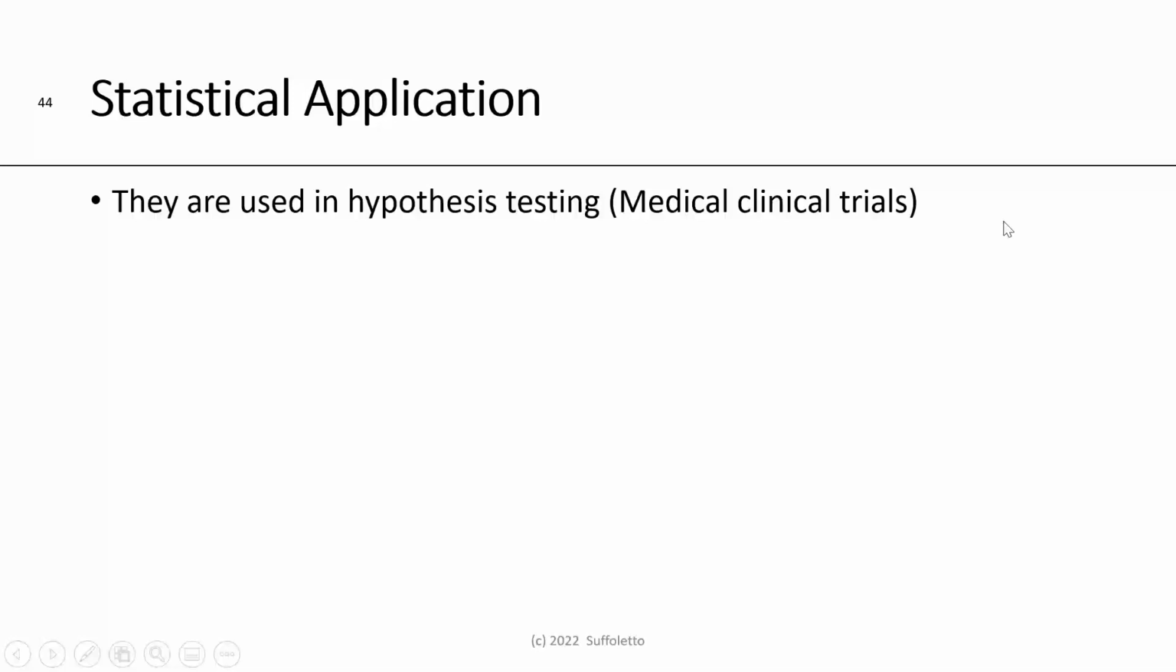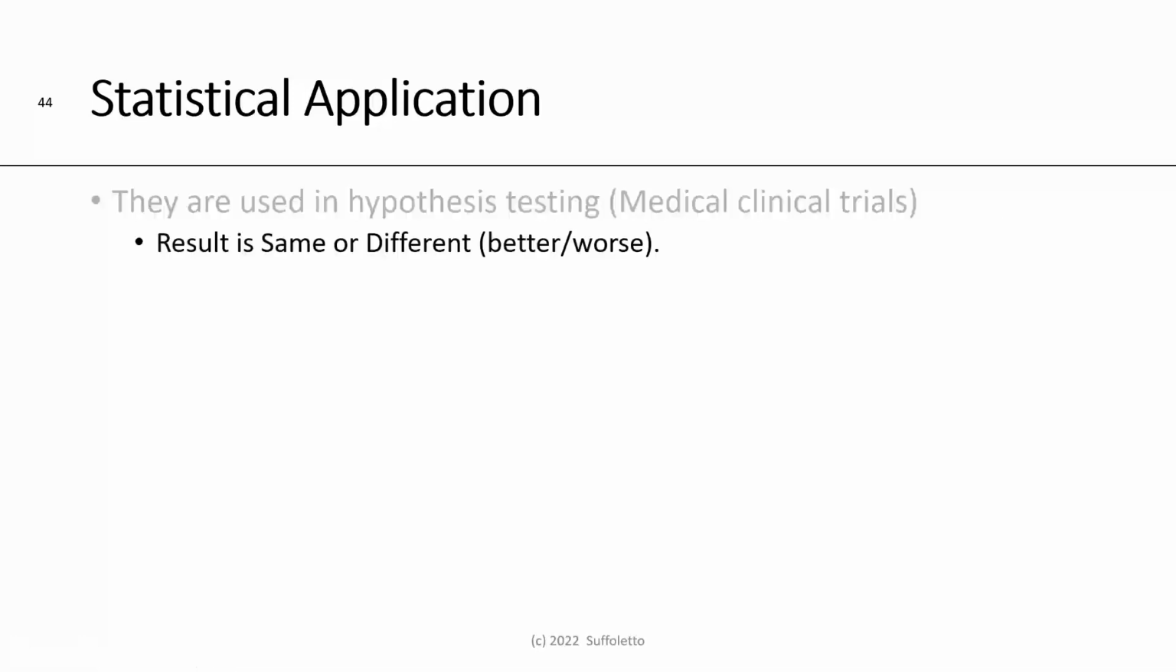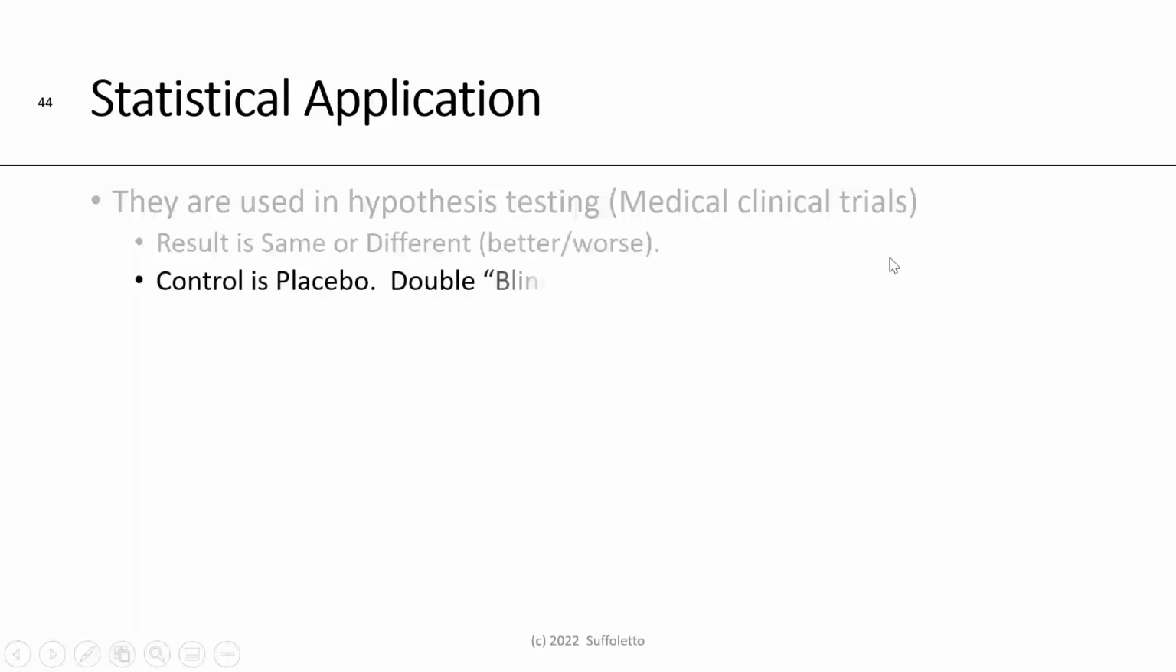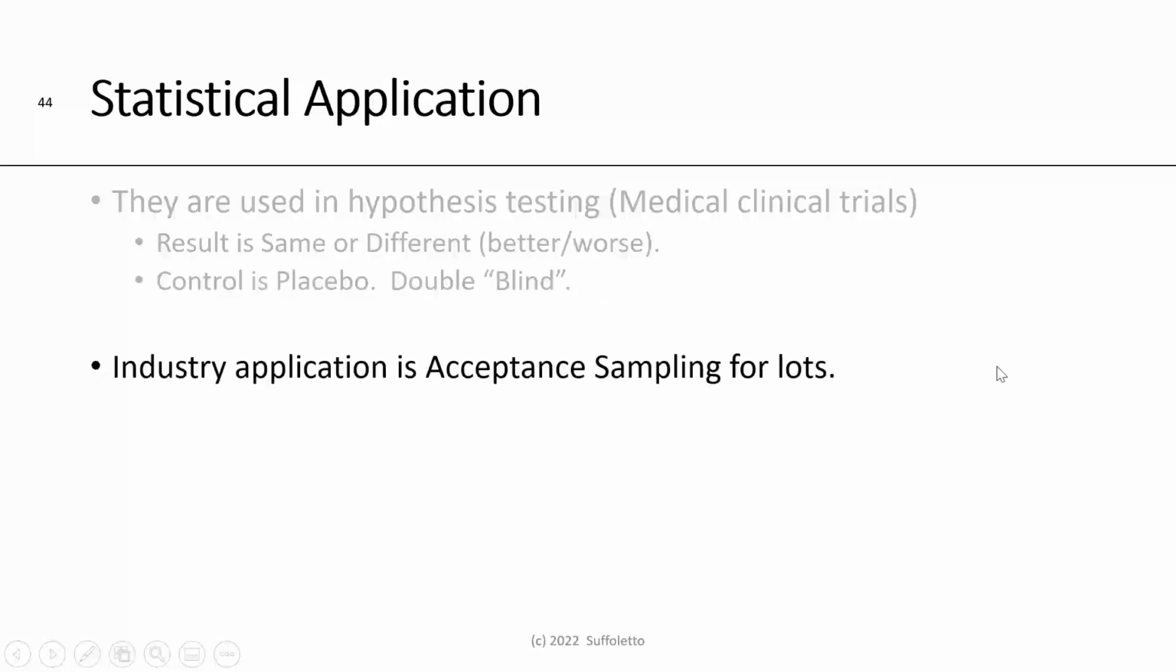For example, medical clinical trials. I'm thinking about the recent COVID pandemic, where we tried to test vaccines to see if the vaccine gave you the same result or a different result, and if the different result was better or worse. So we had this control called a placebo, and we randomized the trial, and we did double blind, meaning both the person taking the test and the person evaluating the test didn't know what the right answer was.